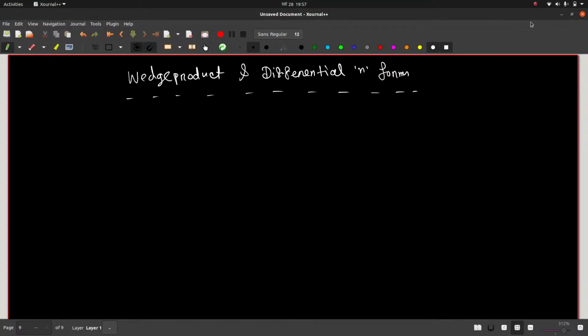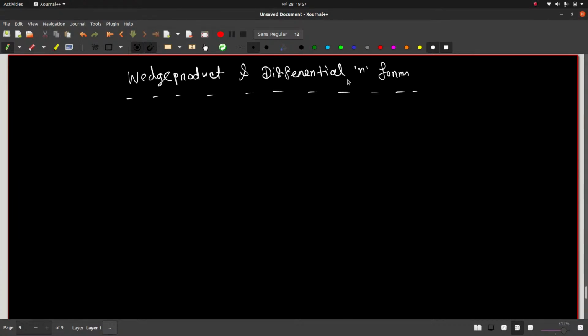Hi everyone. In this lecture we are going to talk about wedge product and differential n forms. So in our previous lectures we saw that a differential one form is such an object that it takes a vector and spits out a number. In other words, if you want to see it geometrically, what it does is that it takes a vector and it finds out the projection of the different bases. That means along some certain basis what is the projection of that vector.